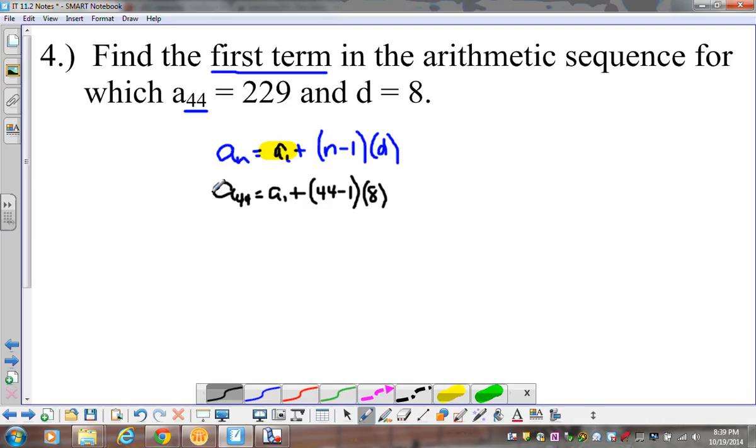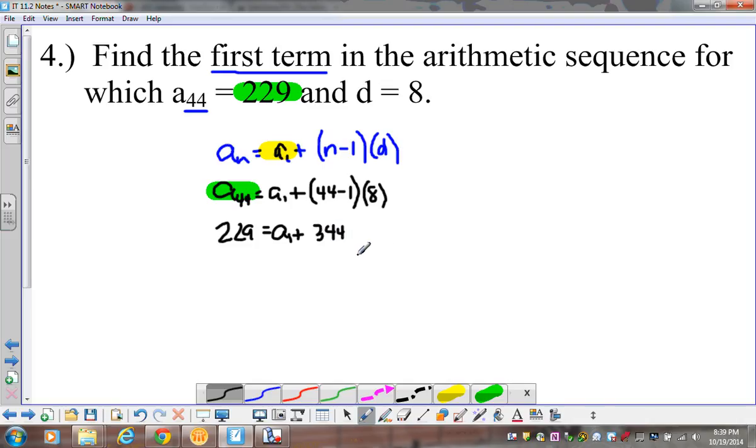Now it looks like I've actually got two variables. However, I can substitute something in here for my 44th term. They tell me my 44th term is 229. So in place of a sub 44, I can substitute in 229 equals a sub 1 plus, 44 minus 1 is going to be 43, and 43 times 8 is 344.